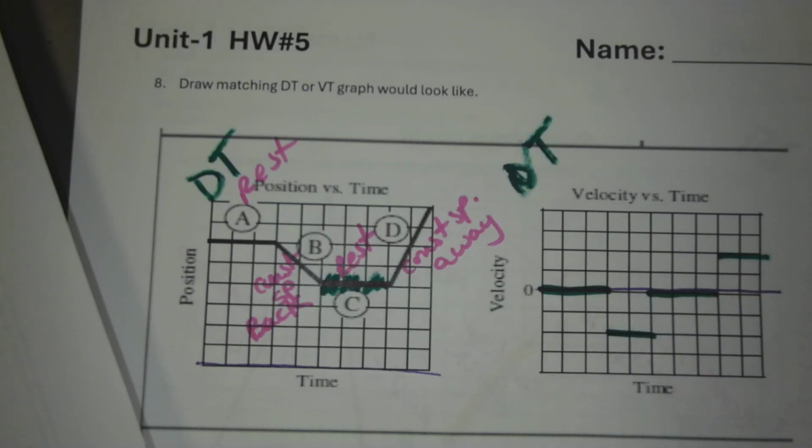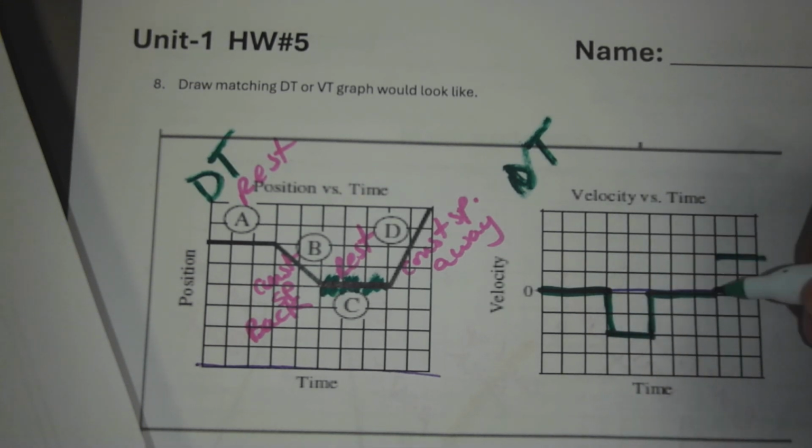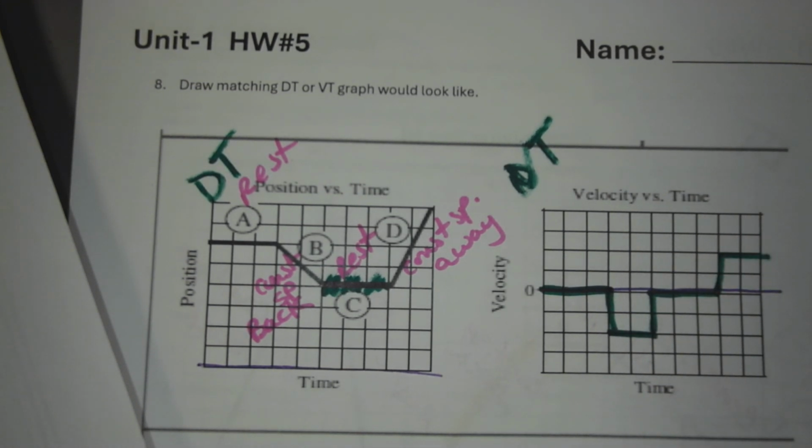Now, if you feel in your gut that you want to connect your lines, this is how you connect your lines on a VT graph. You just go here, drop, go straight, come straight up, go straight across, straight up again, and go sideways. Hopefully that's easy cheesy, and now you get it.